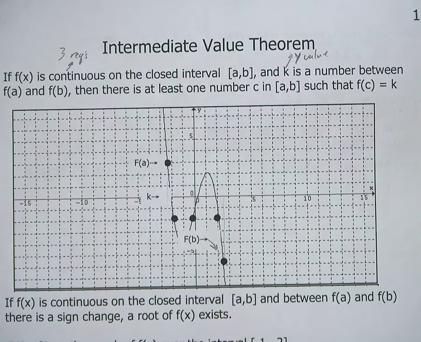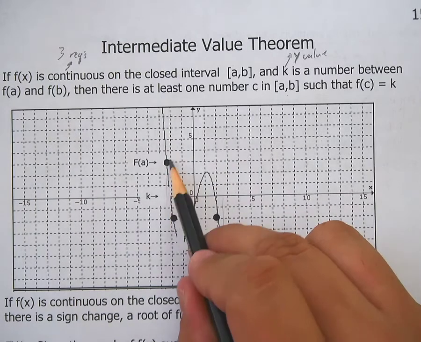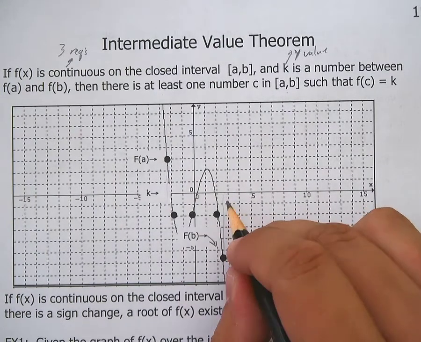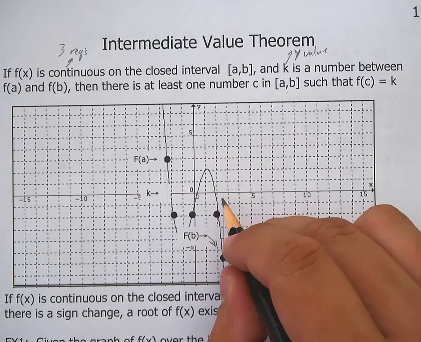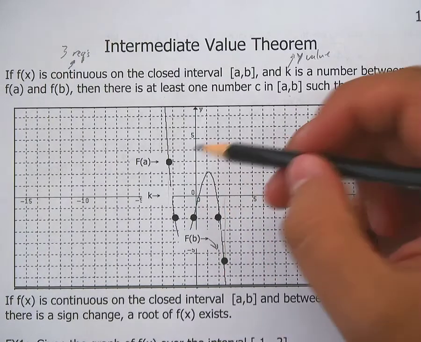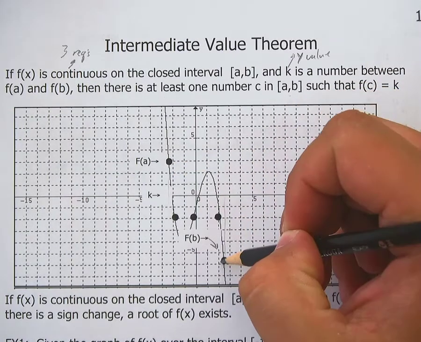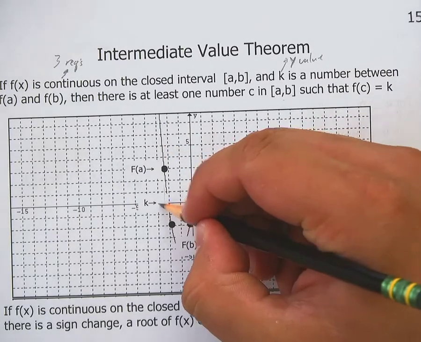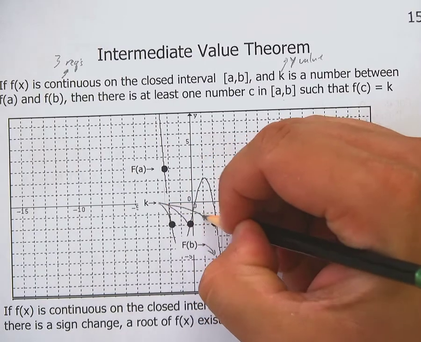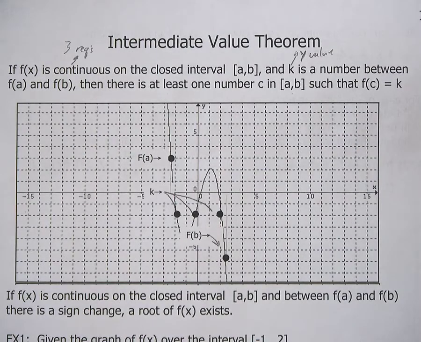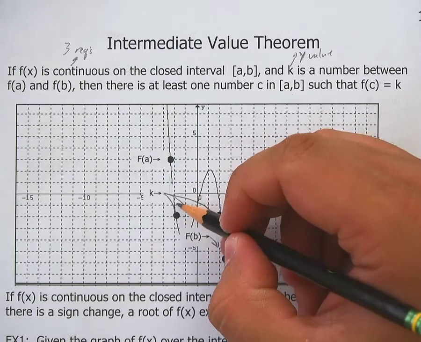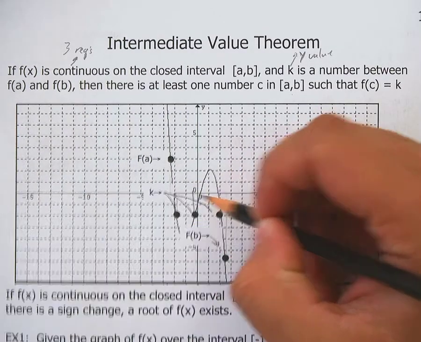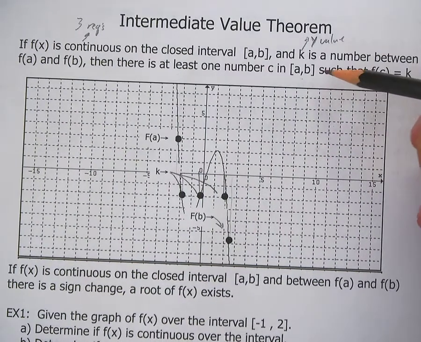If f of x is continuous, like this function is, no holes, no gaps, no breaks, on a closed interval from A to B, these x values here, and k is between f of A and f of B. Here's f of A. Here's f of B. K is a y value anywhere between one of those. Then there is at least one number c, which will be the x values for these points, that we can plug in to f and get k.